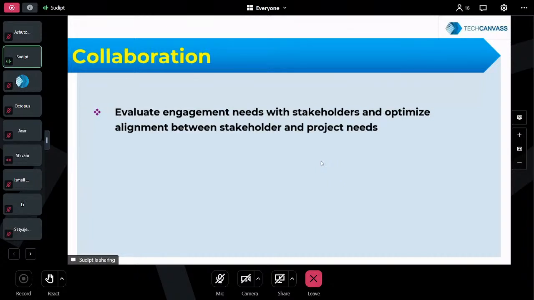Our next task is about collaboration. By collaboration, it essentially talks about collaborating with the stakeholders. Collaboration with stakeholders is key for project managers because the buck stops with them. At the end of the day, as a project manager, you need to take into account what the stakeholders' objectives are, right? So project managers need to know how to evaluate engagement needs with stakeholders and optimize alignment between stakeholders and the project needs. Building trust with stakeholders to accomplish project objectives should also be known to a project manager.